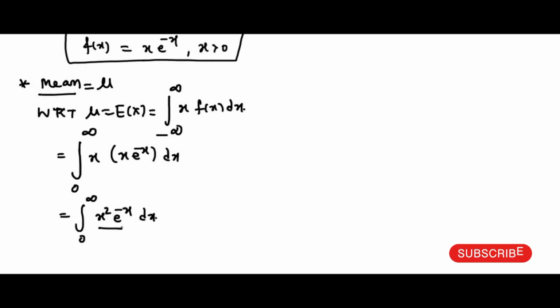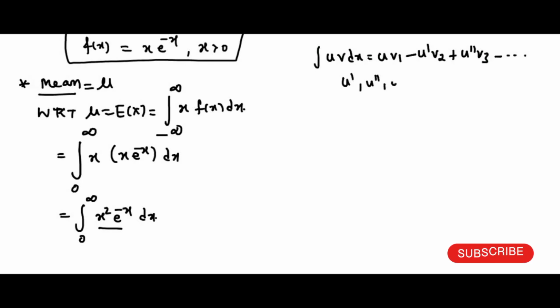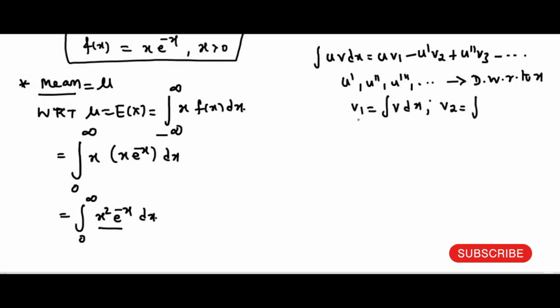How to integrate this? Using the Bernoulli formula. What is the Bernoulli formula for the integral of u v dx? That is u into v1 minus u dash into v2 plus u double dash into v3 minus, and so on. Here u dash, u double dash, u triple dash and so on are derivatives with respect to x. v1 is the integration of v with respect to x, v2 is the integration of the previous value v1 with respect to x, and so on. So using the formula, we are going to integrate this function with respect to x.